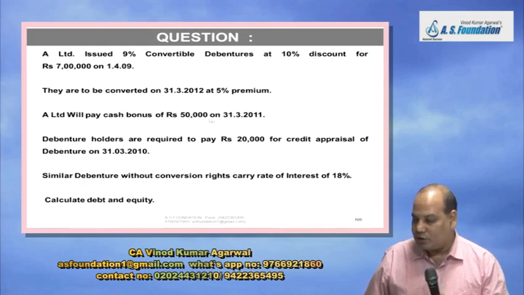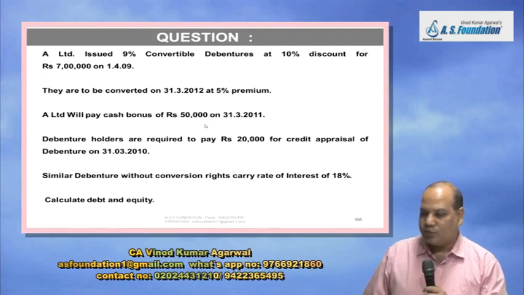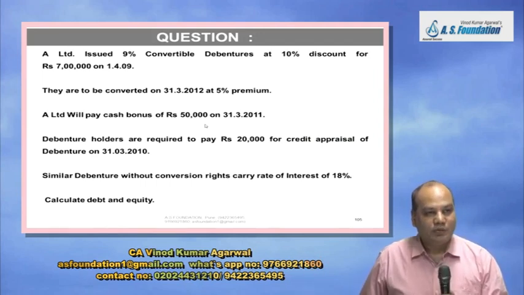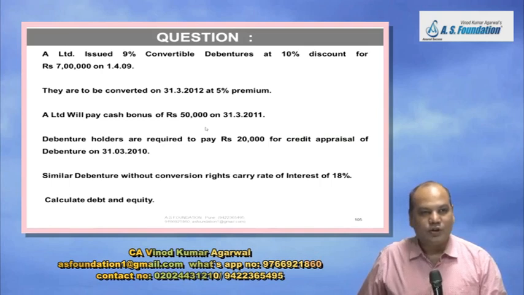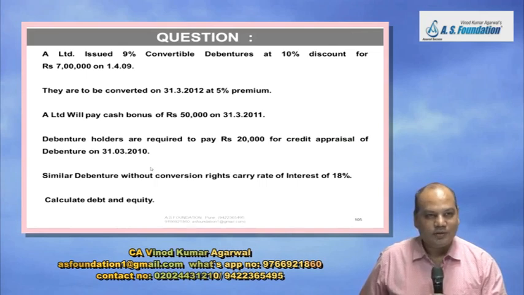So this time the difference between this and the other question is 2 more cash flows they have mentioned. Cash bonus in the second year. The company will pay credit appraisal fees of rupees 20,000. The holder will pay to the company. Similar debenture without conversion option, 18% is the coupon rate. Compute debt and equity. Again a test of your skill only. Make a list of cash flows, discount it at 18% and find the value of liability first.